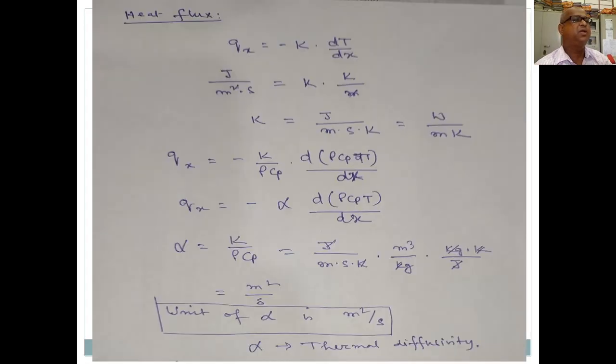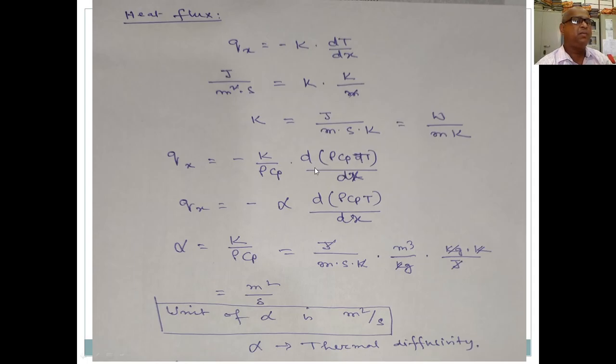Now let's see for the heat flux. For heat flux, Qx equals minus k dT/dx. What is Qx? It's a flux, joule per meter squared second. K is thermal conductivity. If you take dT, that temperature change is in Kelvin, and the change of length dx is in meter. So K will be joule per meter second Kelvin, and joule per second is watt, so W per meter Kelvin. Or you can keep this one.